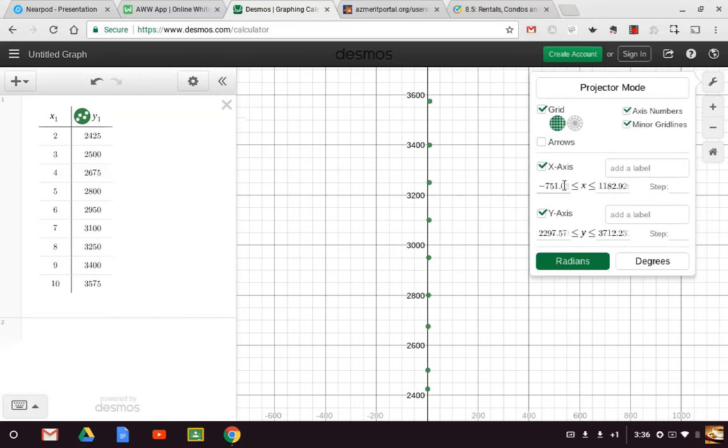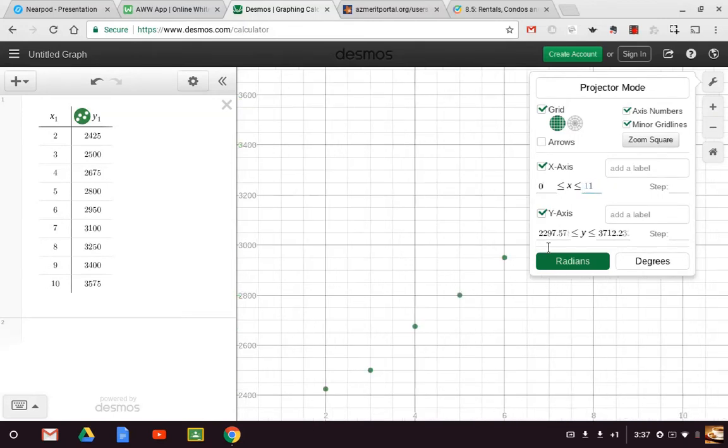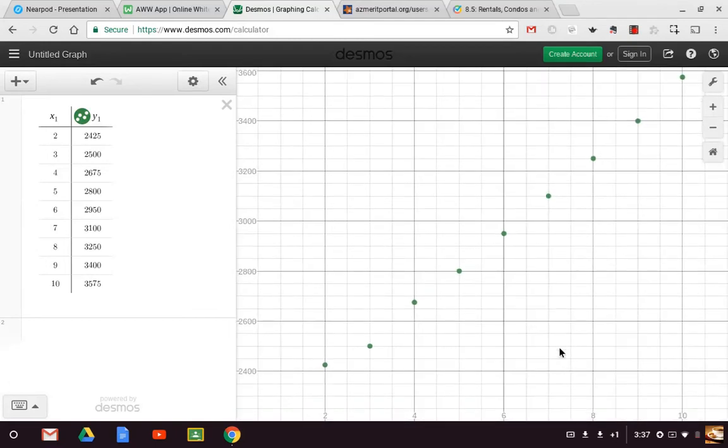I'm going to come over to my x's, and I know I don't want any negative x's, so I'm just going to put a 0. My biggest x is 10, so I'm going to change that to 11, just above. Notice I don't even have to do anything with the y's. All I had to change were those x's and spread them out a little bit to be able to see my points. Now I want to see how well these fit an exponential regression. Don't use a linear regression, even though they kind of look like a line. That's more because of how we're zoomed in.